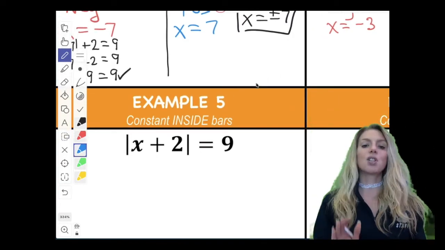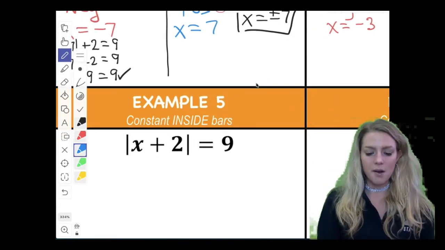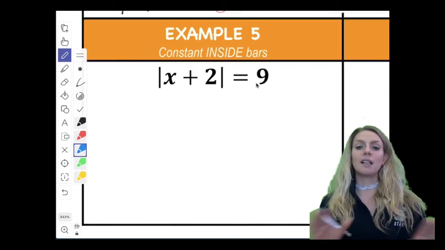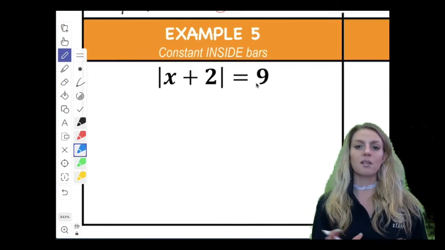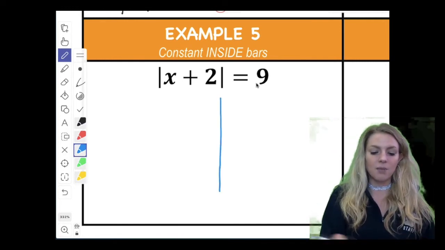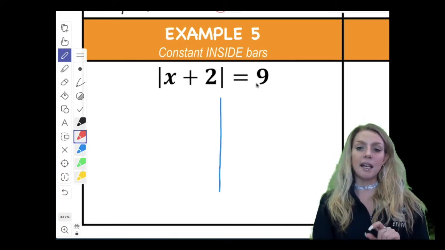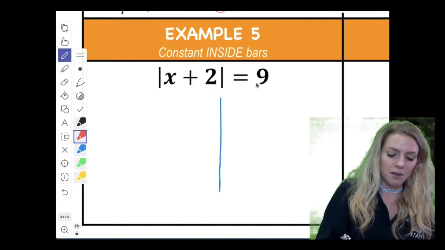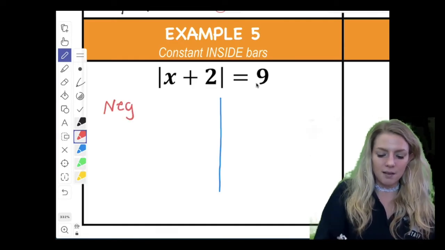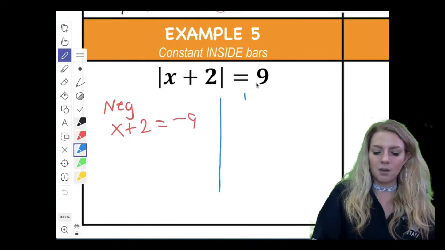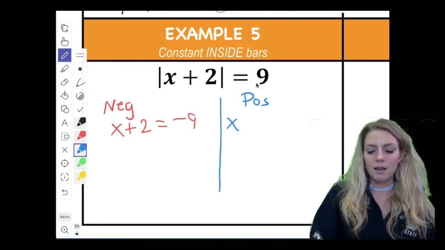And now this one I'm going to check, and I'm going to show you a common error here. So right now I have a constant inside the bars, and I can't have anything outside the bars before I start. So right now there's nothing here. So I'm going to go ahead and split it. I'm following my rules, and I'm going to put a negative total and a positive total, but I'm going to drop my bars first. So negative total, drop your bars, it's x plus 2 equals negative 9. And then the positive equation will be, drop your bars, x plus 2 equals 9.